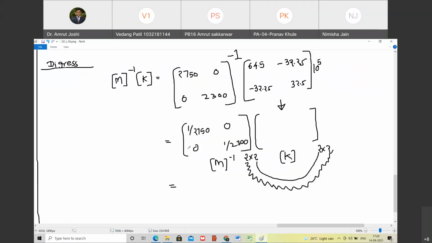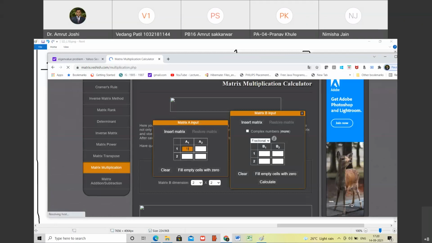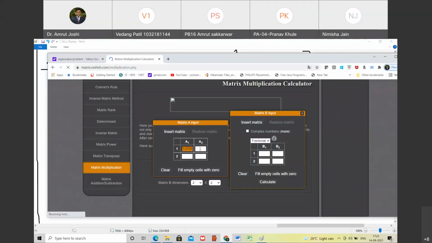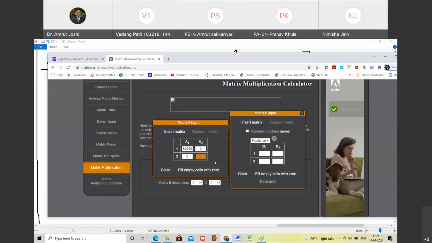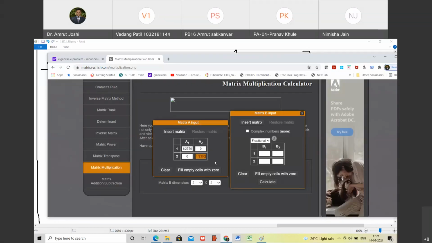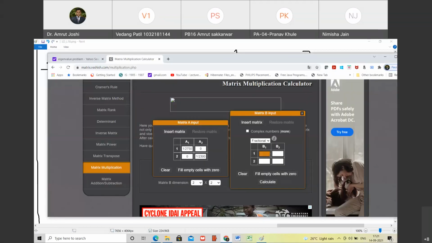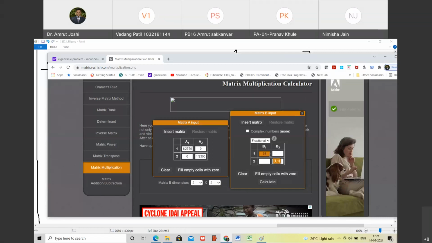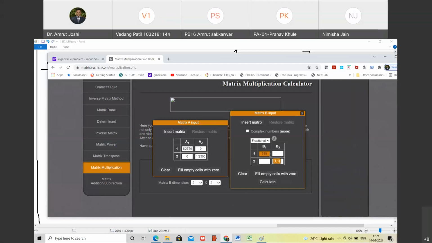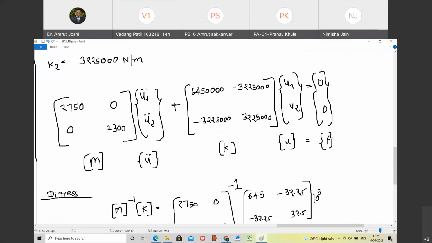Now tell me, what is the first matrix? A inverse. So it is 1 upon 2750. Agreed? Then 0. Then 0. And then this element is how much? 1 upon 2300. Are you with me? Yes, sir. What is the B matrix? Let us go with the one we have to multiply with. It is 64.5 into 10 power 5, right? Yes, sir. 64.5 with 4 zeros above it. 2, 3, 4, if I am right. Correct? Yes, sir.